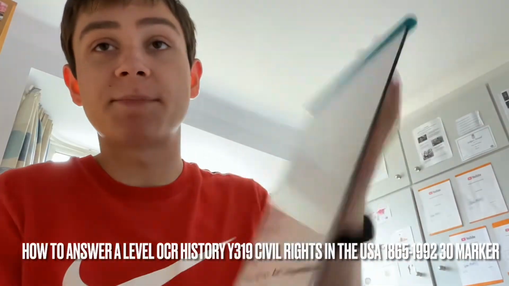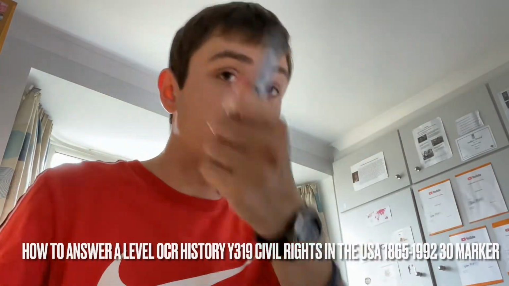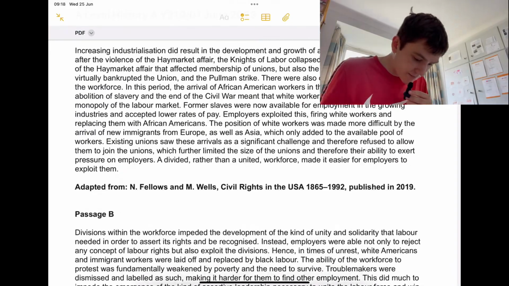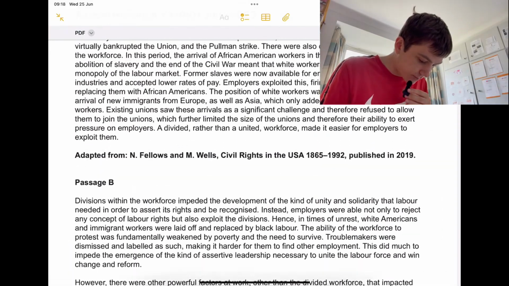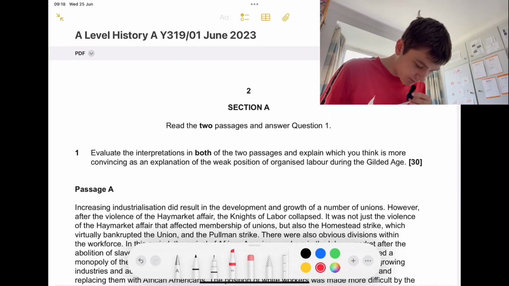So there are the tips. We'll now look at a 30 marker, a fresh one. I'll tell you how to go through it, look at examiners' reports, and yeah, we'll be cooking. So here then, we have got a 30 marker loaded up on notes again. It is on labour rights, so we've got labour rights during the Gilded Age 30 marker.